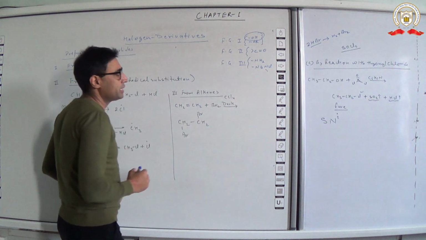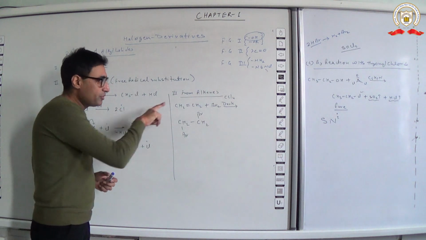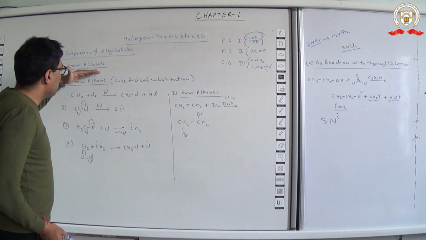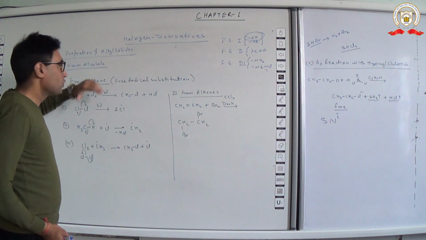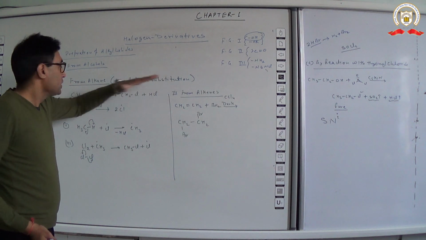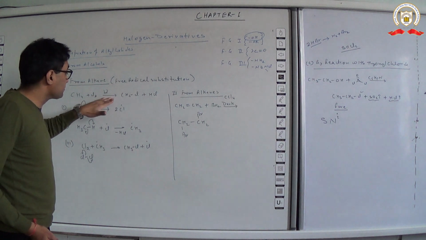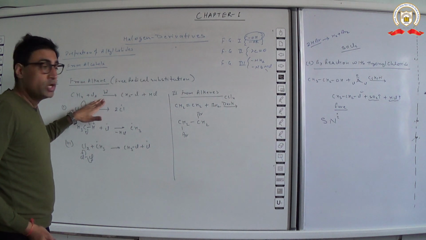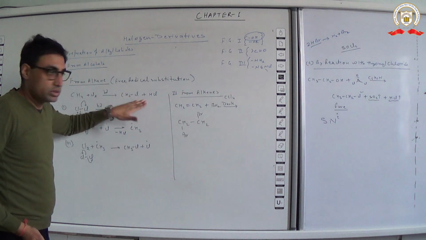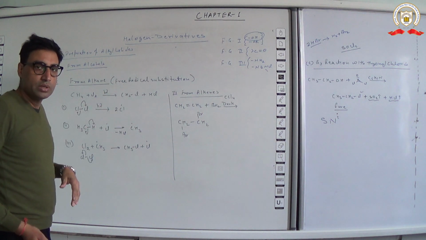Dear student, again a recap before moving further. How can we prepare alkyl halide from alkane? Alcohol I have already told you. From alkane, how? Free radical substitution. If you react an alkane with a halogen in the presence of sunlight, free radicals will be generated, and you will get alkyl halide. So this is what you are getting, CH3Cl. I have told you this mechanism also.